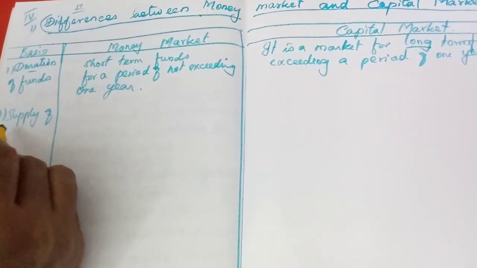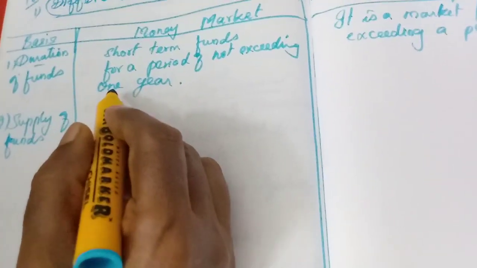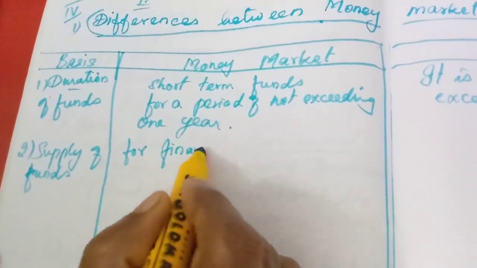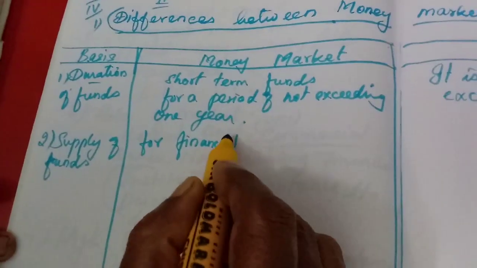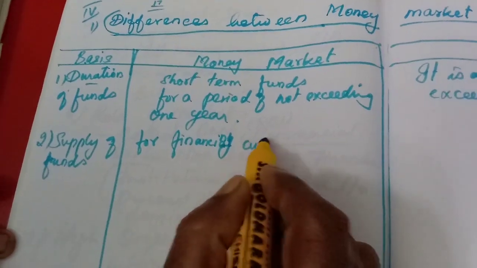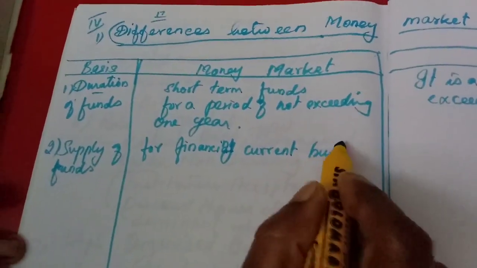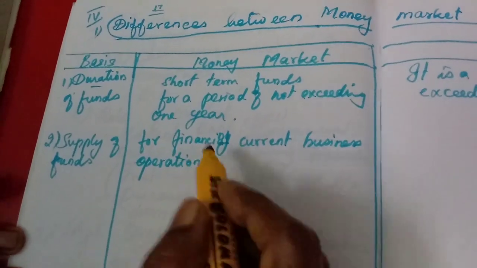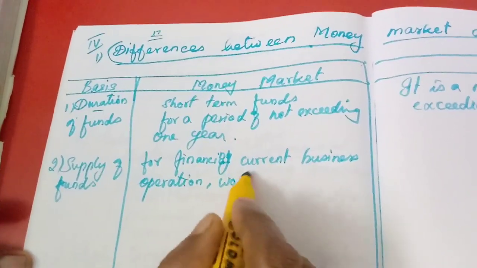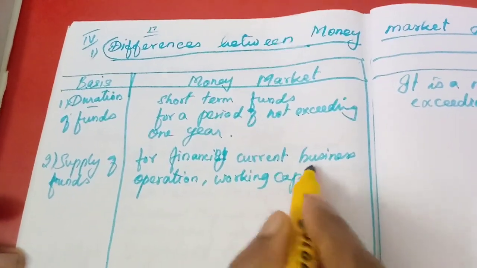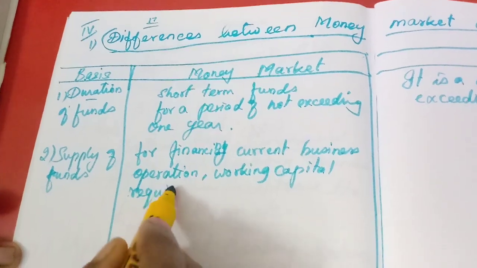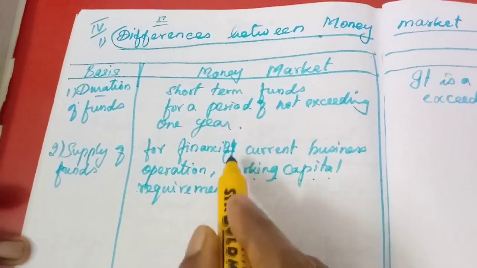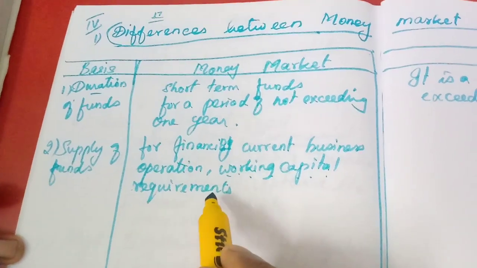Supply of funds. For what is it supplying funds? Money market supplies funds for financing, because it is for a period of 1 year, the current business operations. Current business operation means the operation of the business within a year, or in short, working capital requirements. We need working capital to run the business. To run a business, the capital we need is called working capital. So it is financing working capital requirements.